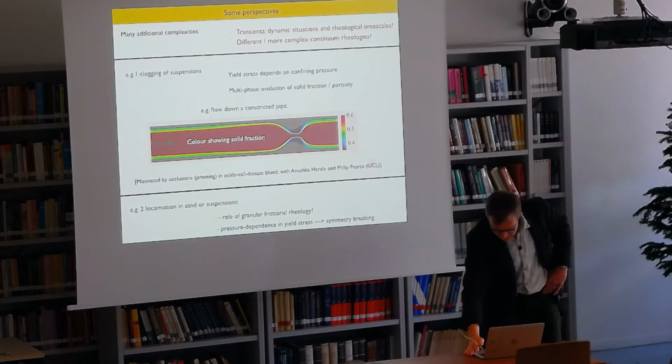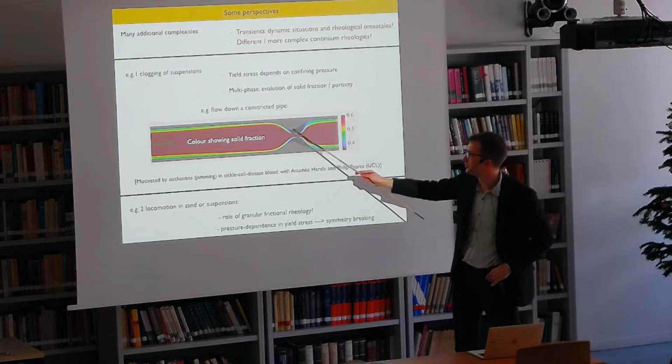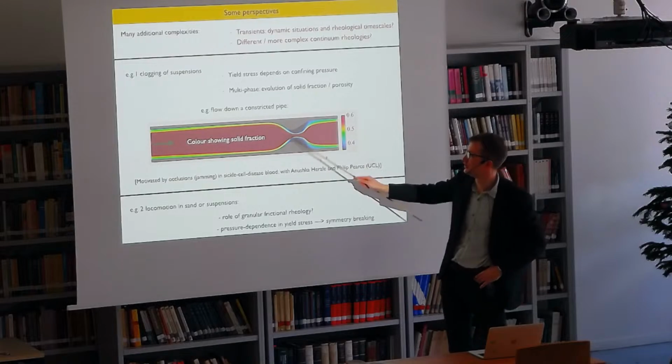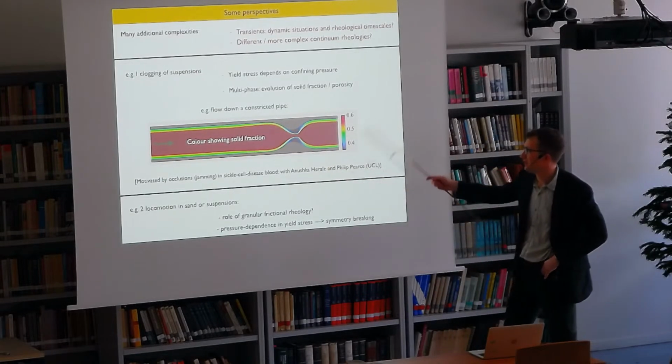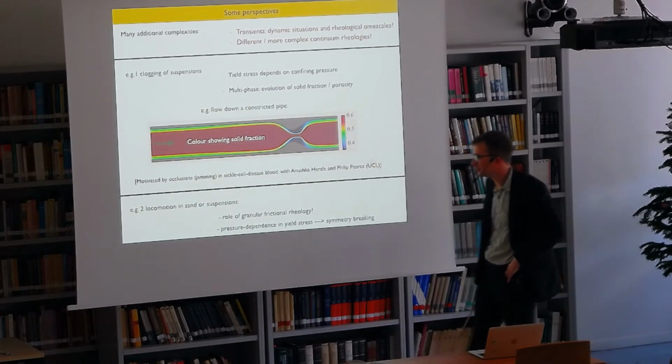You can get things like this where the solid fraction of the suspension goes through an obstruction, and you find that the obstruction causes features to change, and the idea is sometimes this might cause things to clog up. And there's a question about how you construct these continuum models in a reasonable way.